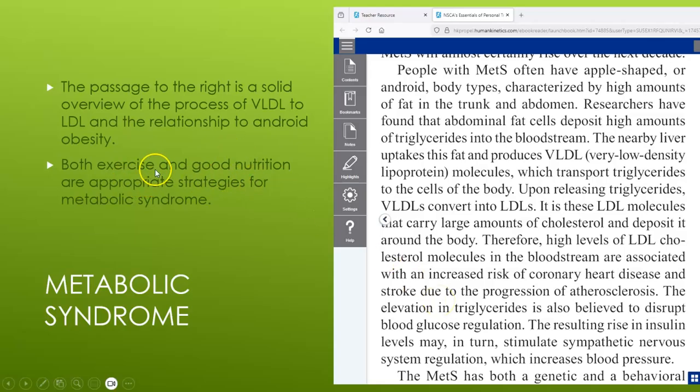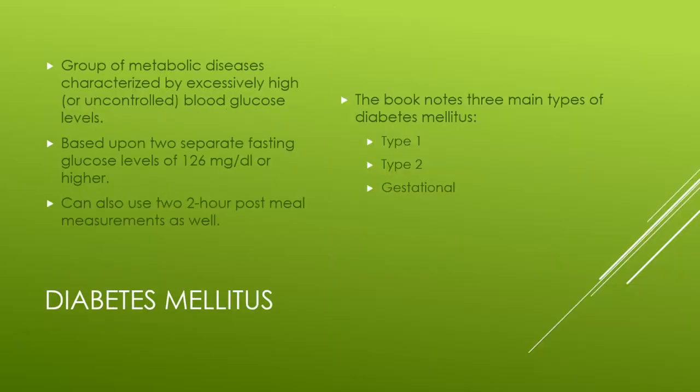But I will say this, both exercise and good nutrition are appropriate strategies for metabolic syndrome. We talk about it all the time. If you want to abate many of the hypokinetic injuries or illnesses, start moving. That's all you got to do. So it's diabetes mellitus itself. It's a group of metabolic diseases characterized by high or uncontrolled blood glucose levels. You have two separate fasting glucose measures that are done. And if these measures are over 126, then they would be classified as diabetic. It can also use a two-hour post-meal measurement as well, but the more accurate is the 126 with fasting.